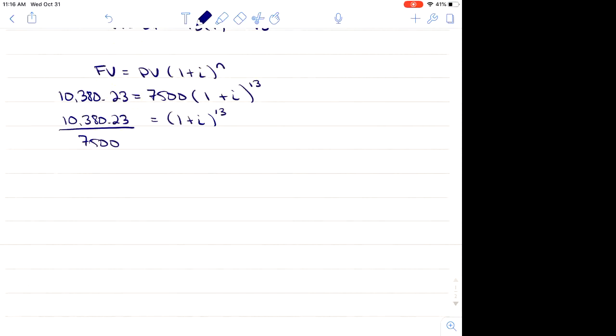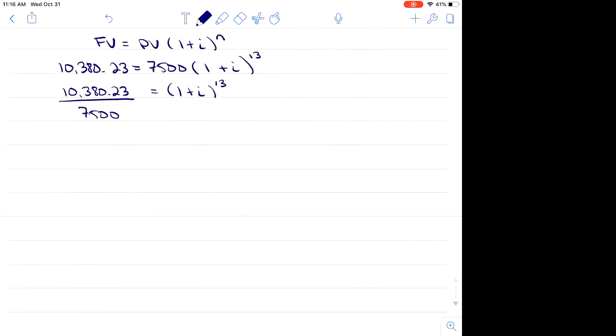You could have just used the formula on your formula sheet for I, but like I said, I like to just start with the same formula always and figure out what I need to solve for. But if you prefer to just start with the I formula, that's fine too. So now we have 10,380.23 divided by 7,500. I get 1.3840306667 is 1 plus I to the power of 13.